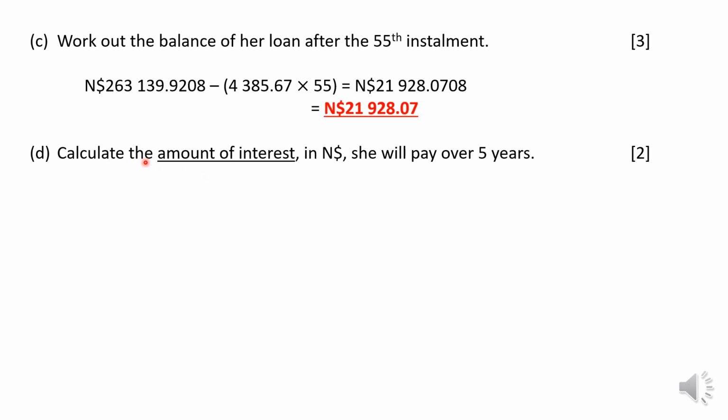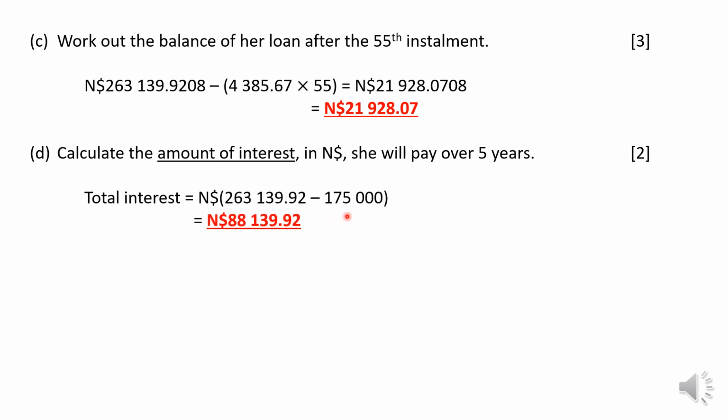Then calculate the amount of interest. This is very straightforward. 2 marks. Remember, we know what she has to repay to the bank. We now need to know how much she actually borrowed. She borrowed 175,000, and she must pay a total of 263,000. So if you subtract the two, the 88,139 and 92 cents is the interest that she has to repay to the bank.